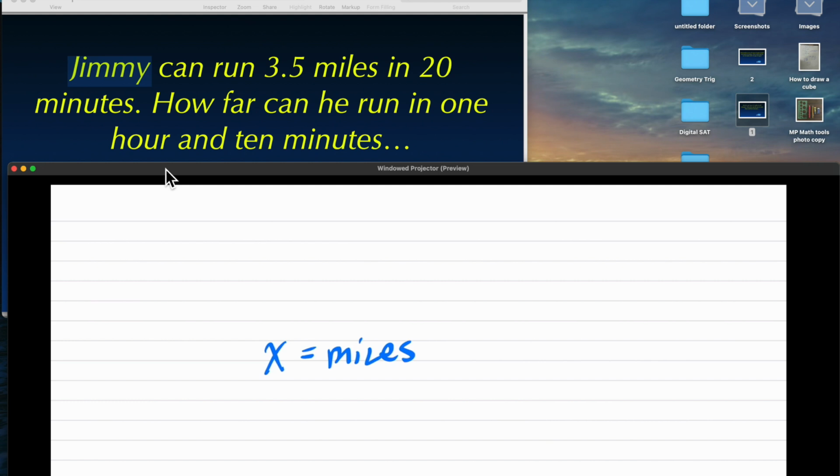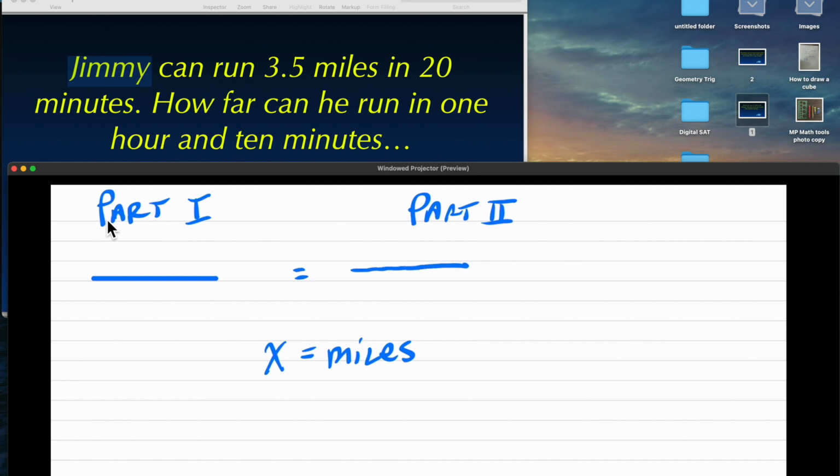The next step in solving these types of problems is to create ratios. And we're going to do two parts, a part 1 and a part 2. Part 1 is going to be a ratio or a fraction using the information they give us, and part 2 is going to be a fraction that we create based on what they're looking for.